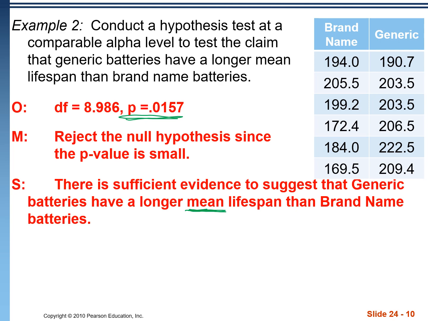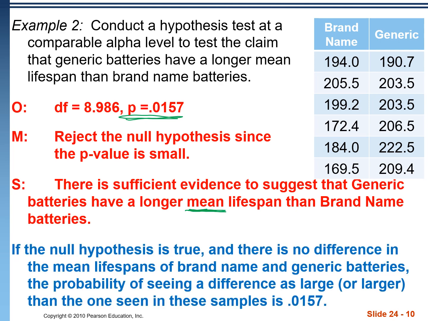If you're asked to interpret the p-value: if the null hypothesis is true and there is no difference in the mean lifespans of brand name and generic batteries, the probability of seeing a difference as large or larger than the one seen in these samples is 0.0157.